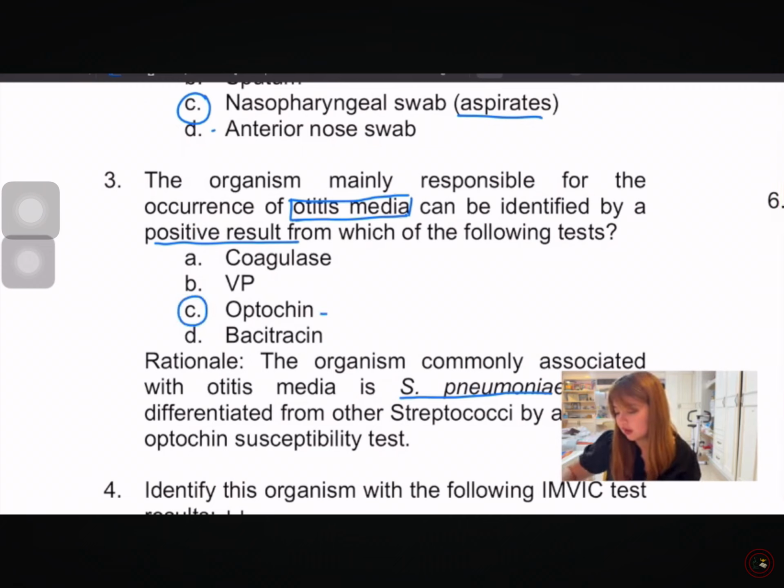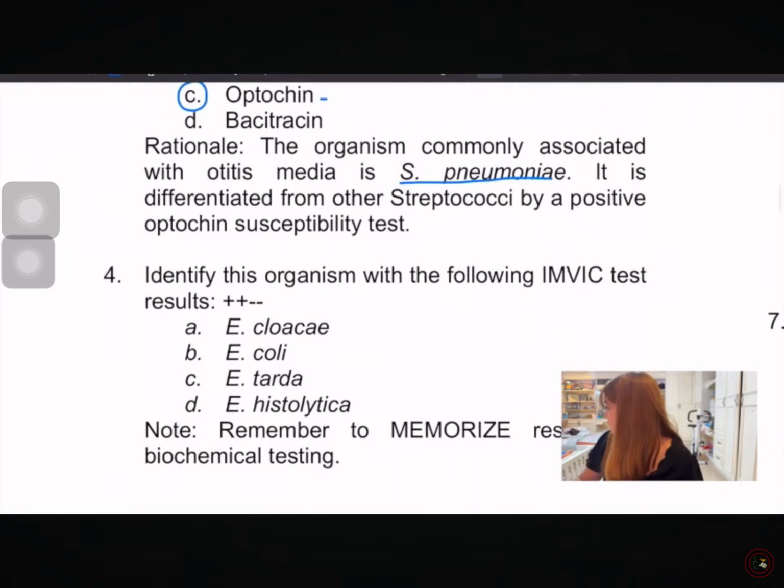Optochin. Streptococcus pneumoniae is susceptible to Optochin, unlike other Streptococci. So, siya yung magiging differentiating factor niya. Positive ang Optochin susceptibility test niya. So, next question.